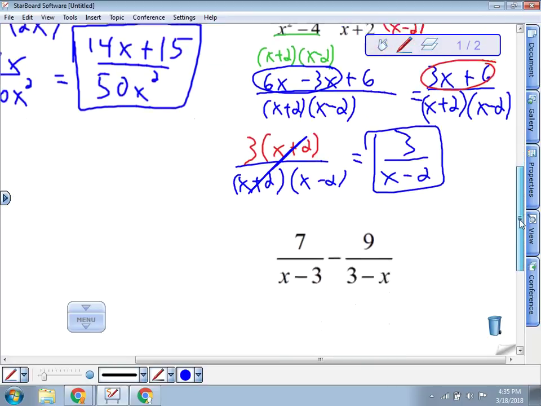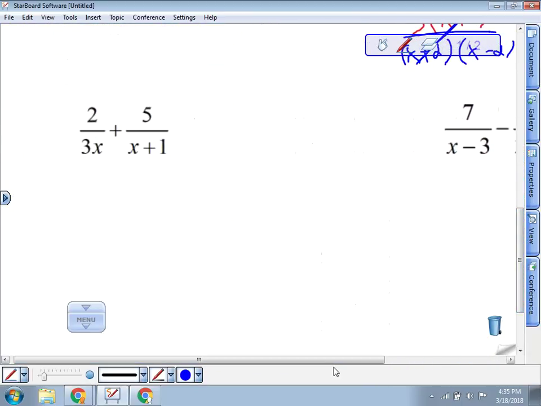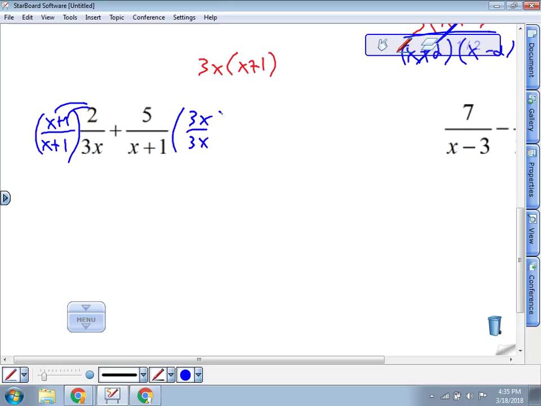There you go. Okay. A couple more here. Okay, my least common denominator is going to be the 3x times x plus 1, right? So that means I need to multiply top and bottom on this side by x plus 1 over x plus 1. All right, I'm going to have to distribute there. And then on this side, I'm going to have to multiply each side by 3x over 3x. So on this side, I'm going to have 2x plus 2. And I'll show all the steps.